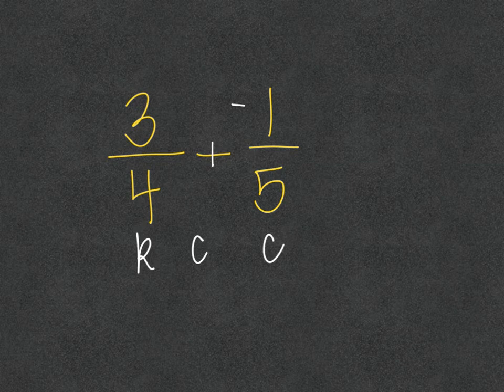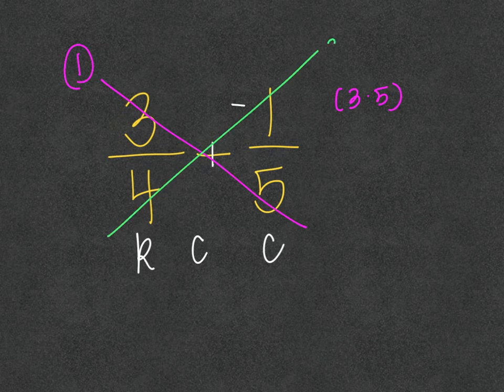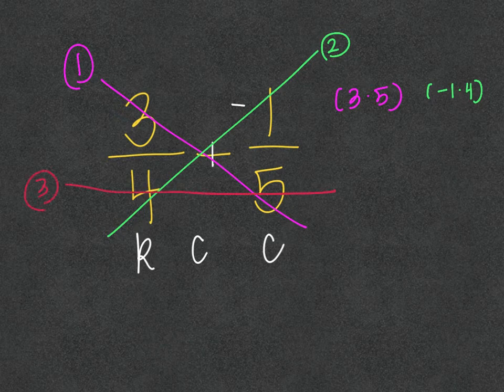So we talked about our first, second, and third swoops. So the first one is down to the right and you multiply. So our first one gives us 3 times 5. Our second one is down to the left, and that one gives us -1 times 4. And our third one takes us across the denominators, across the bottom, and that is 4 times 5.